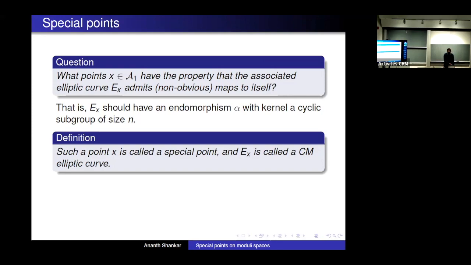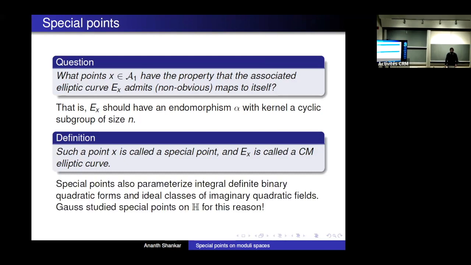You're right, for the most part special points are called CM points, but eventually I'll be talking about Shimura varieties that don't parameterize abelian varieties and elliptic curves, and there they are called special points. I'd want to call them CM points anyway, but the terminology is special point, just to make things uniform.